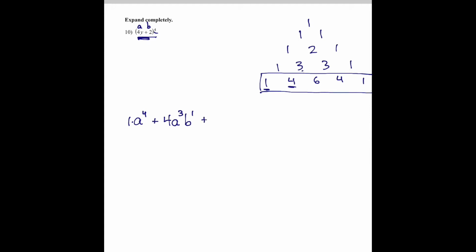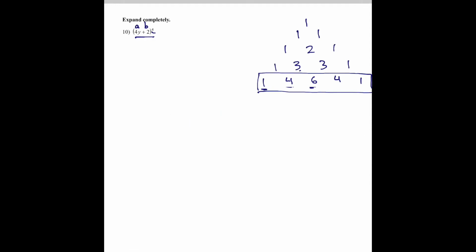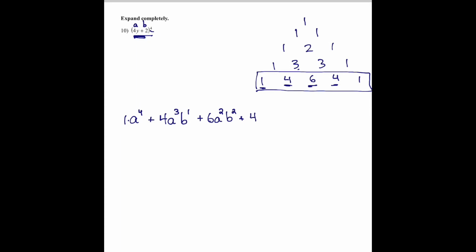So the next term is going to have 6 as a coefficient, and then A decreases to 2 and B increases to 2 because we want it to equal 4. 2 plus 2 is 4. The next term is going to have 4 as my coefficient. A decreases to the 1st power. B increases to the 3rd power.